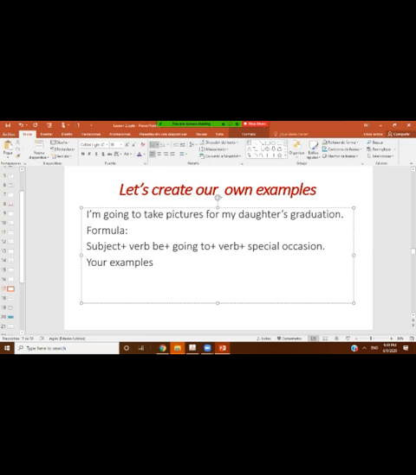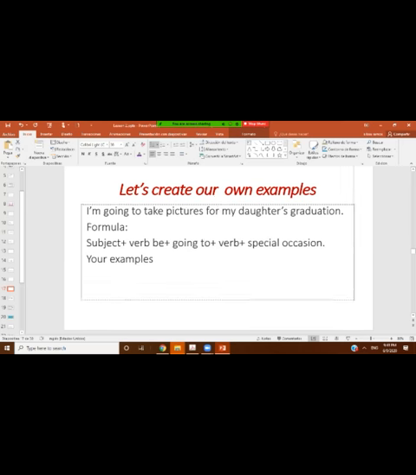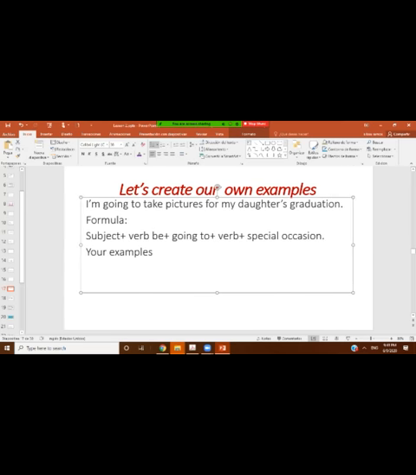Okay, very good. If I have this, what would be an example of your own? Vamos a crear nuestros propios ejemplos. This is the formula, right? Subject plus verb be plus going to plus verb plus a special occasion. So what would be an example? Utilizamos el vocabulario que acabamos de practicar.